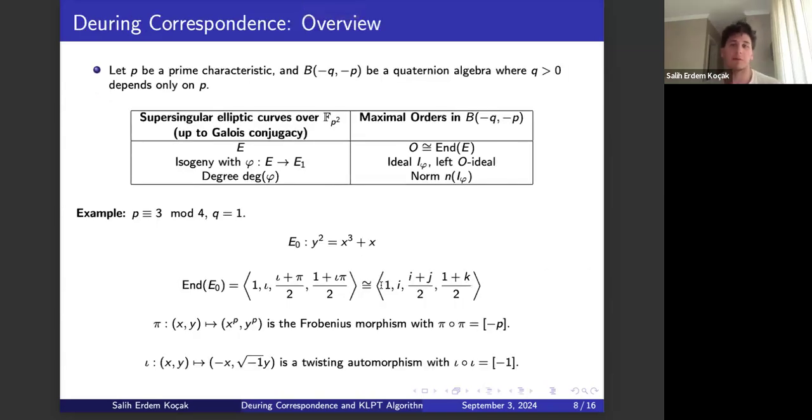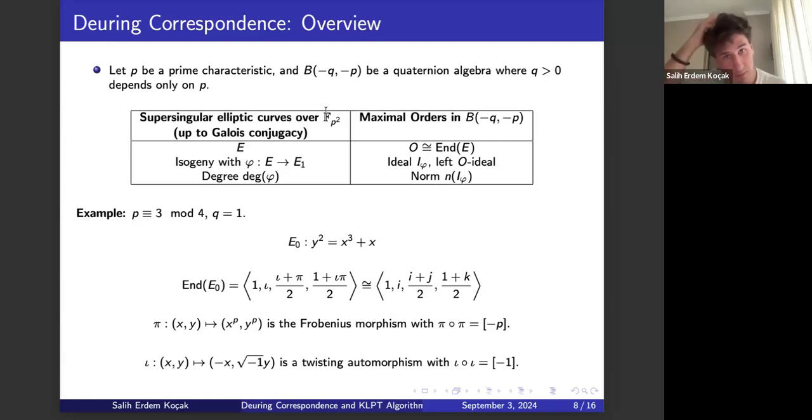Okay, now that we have looked at the mathematical building blocks, we can look at an overview of the Deuring correspondence. What the Deuring correspondence gives you is a connection between two worlds. What are those two worlds? One is the supersingular elliptic curves over F_p squared, and the other is the maximal orders in B_{p,infinity}, the quaternion algebra B = (-q, -p), where q is a constant depending on p, that is ramified at p and infinity. So for every such elliptic curve, you have such a maximal order, and for every such maximal order, you have such an elliptic curve.